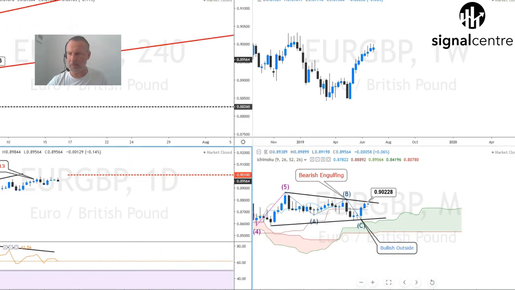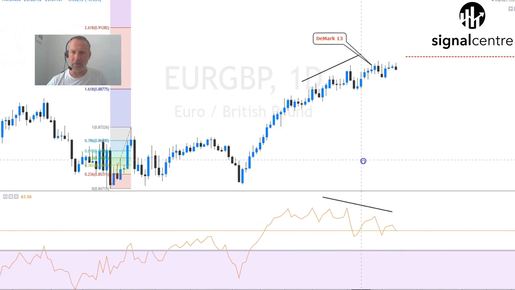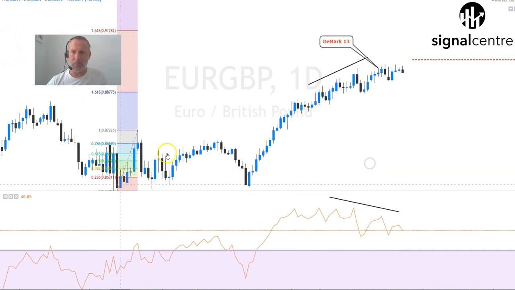If we go to this time frame, and this is the daily chart, bullish count to the upside, strong impulsive move will normally mean that the next move is corrective.